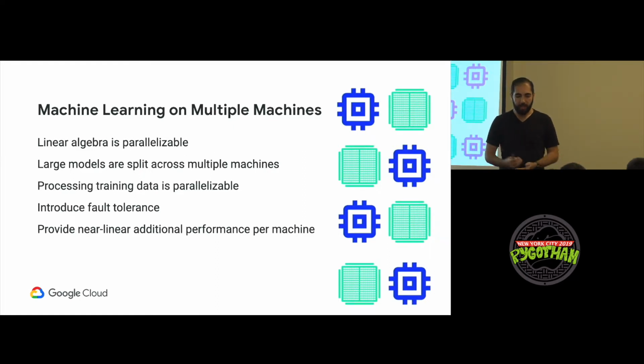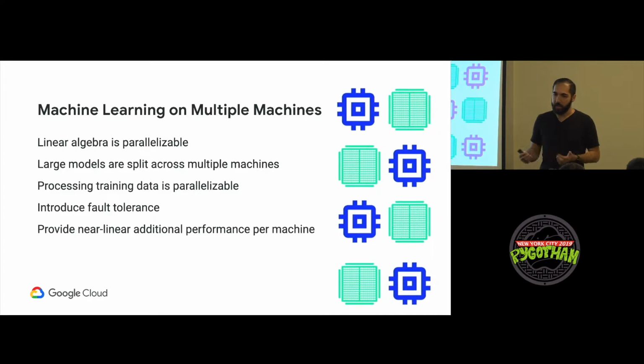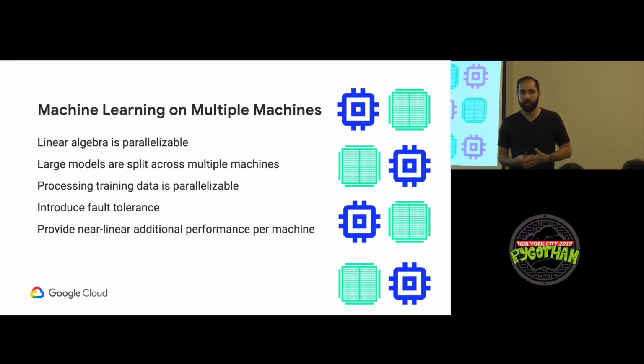or loss of any training. And the goal here is that by introducing machines, we're looking for near linear additional performance per machine. In reality, that isn't exactly what happens, but we can usually get pretty close, especially if we're working with software that's been optimized to handle the additional machines.